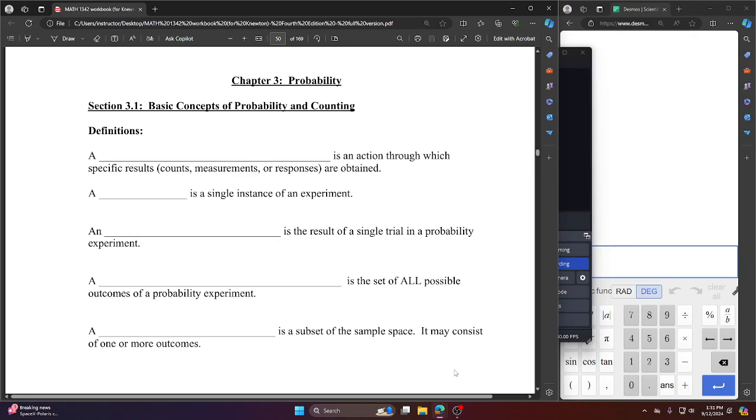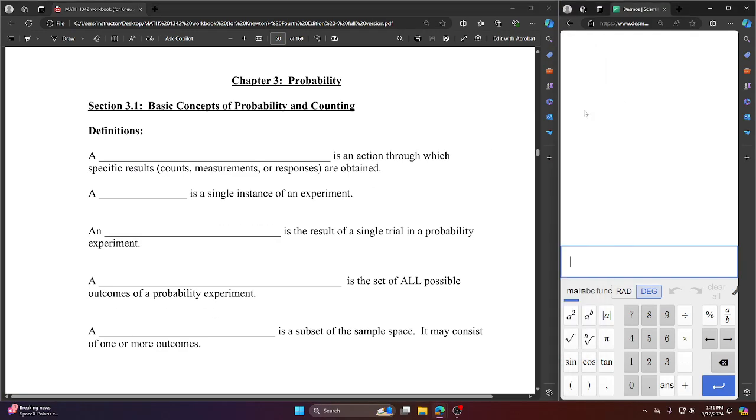So we are in chapter 3 now. And I got to say that chapter 3 is kind of like the oddball chapter because we're not going to be doing GeoGebra. We're not going to be doing any real statistics. It's just probability. We're going to get through it. It's a lot of by hand.